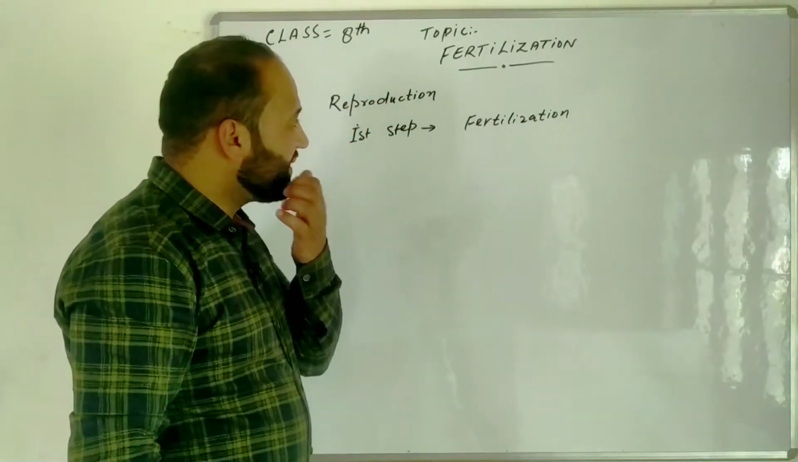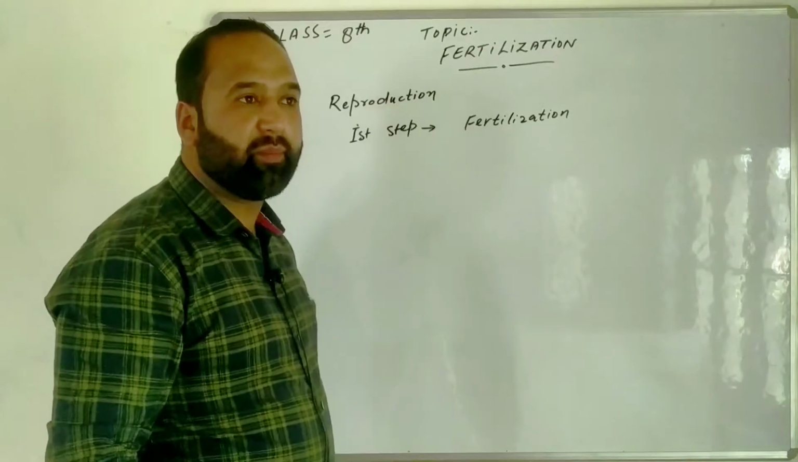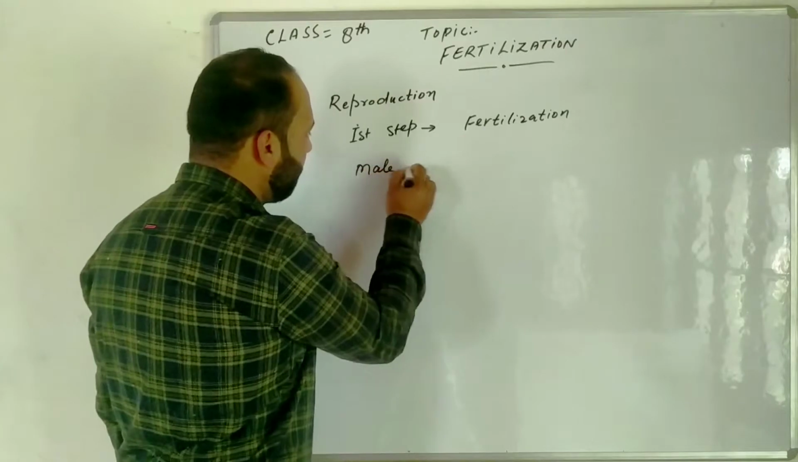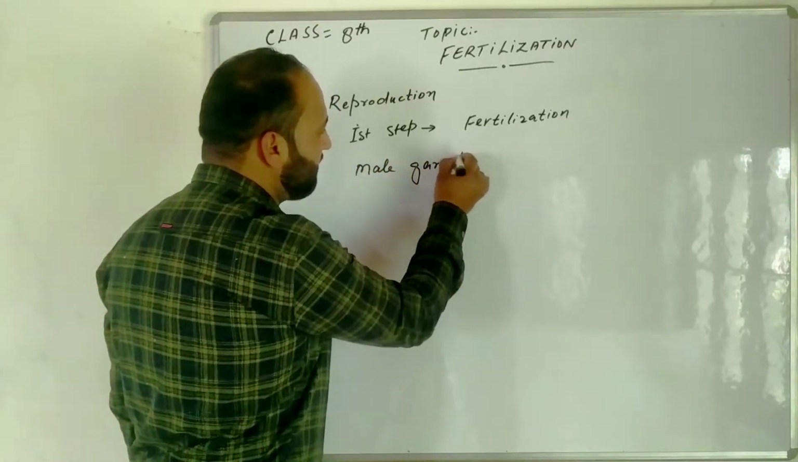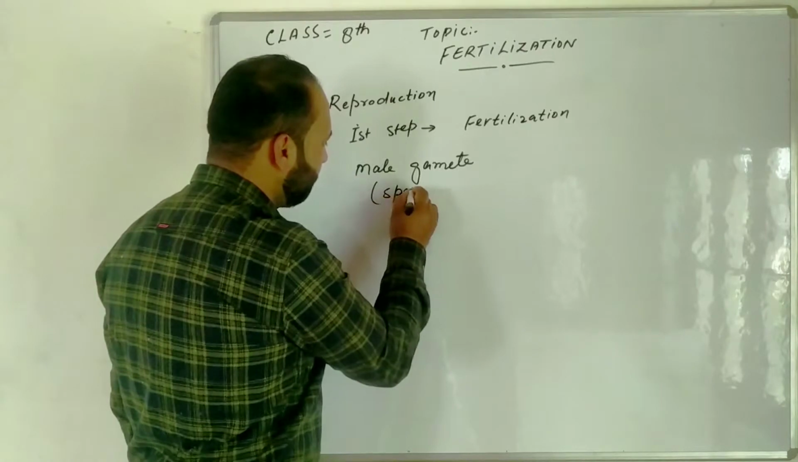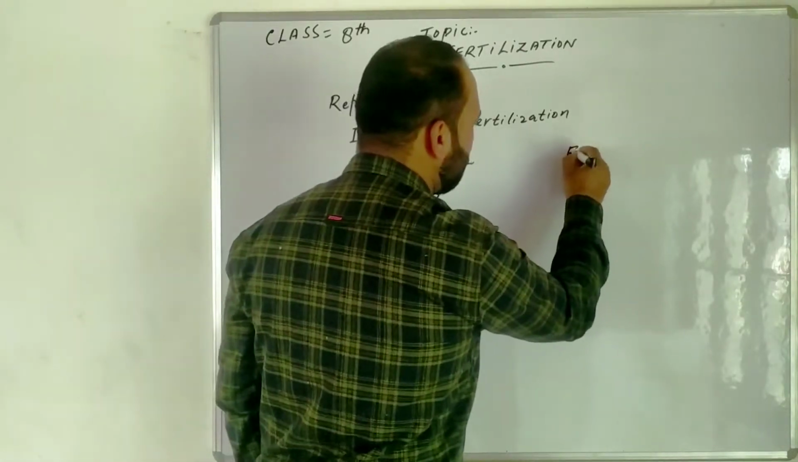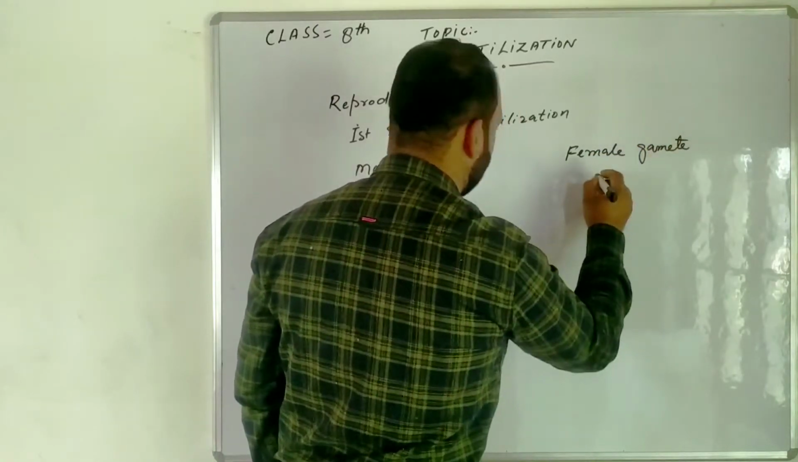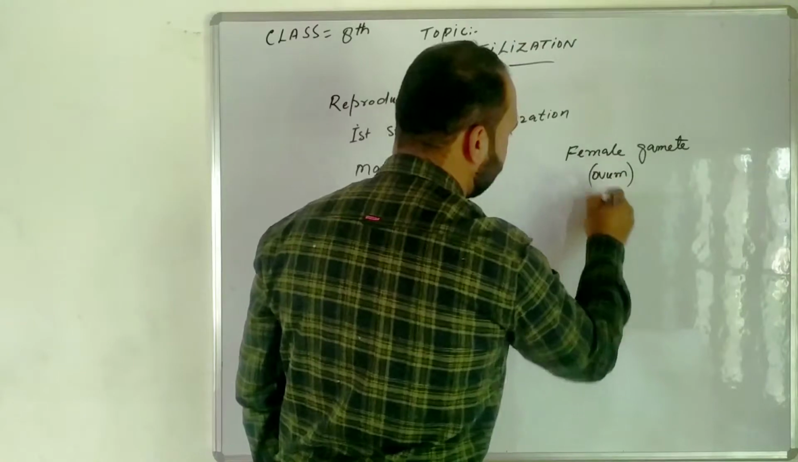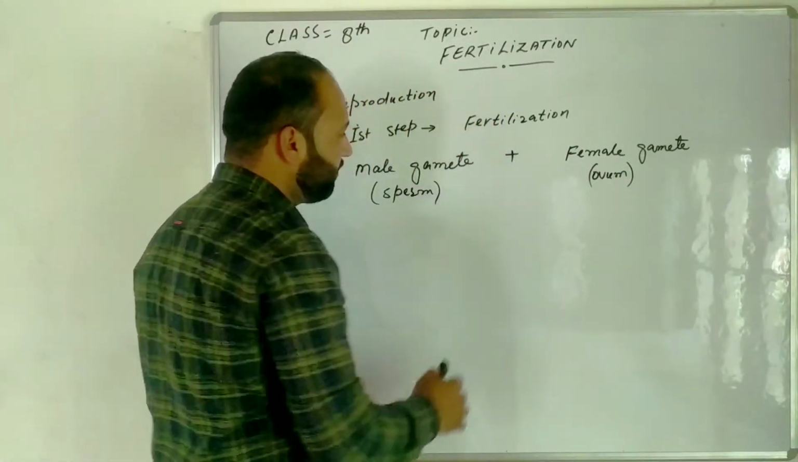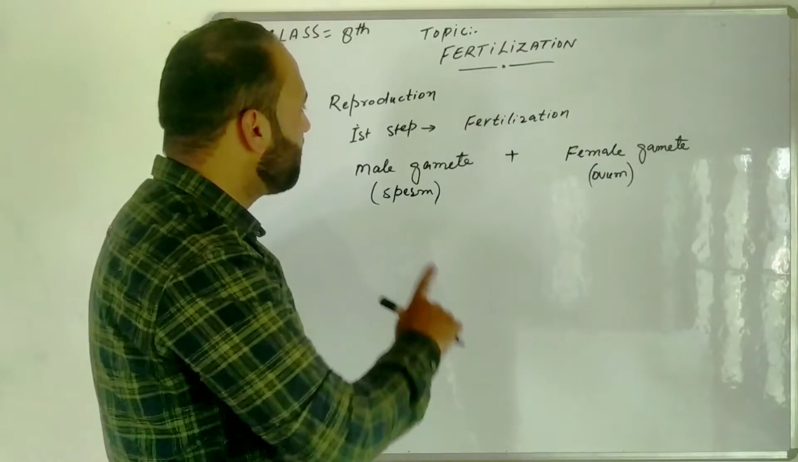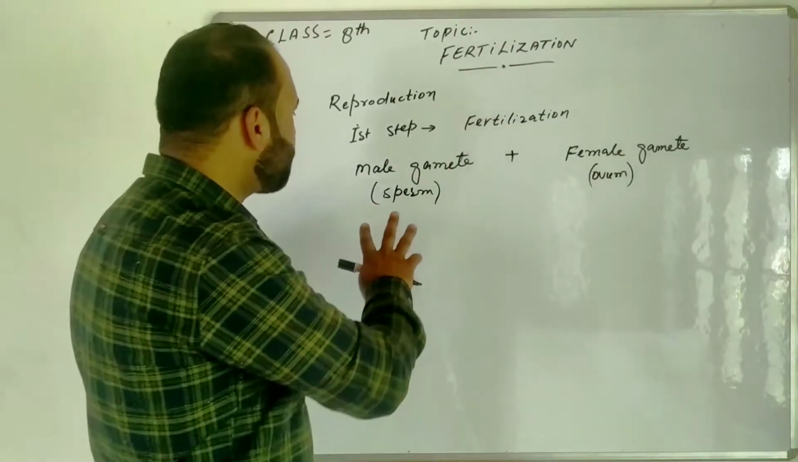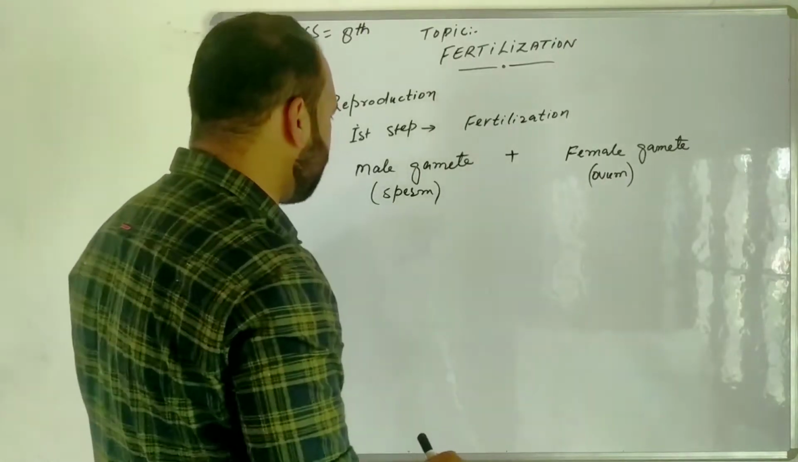During fertilization, there occurs fusion of male and female gametes. The male gamete, what we call a sperm, and the female gamete, what we call an ovum. So this is the first step in the process of reproduction. In sexual reproduction, there occurs fusion of male and female gametes.